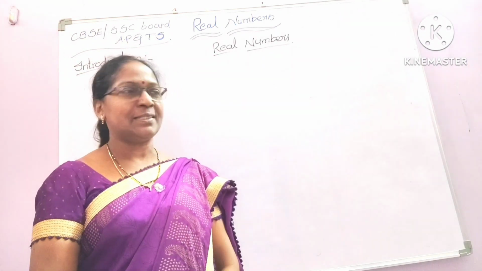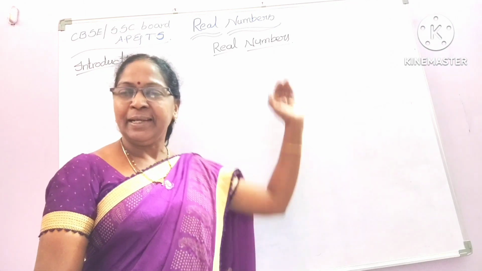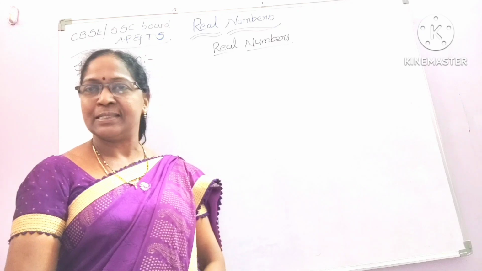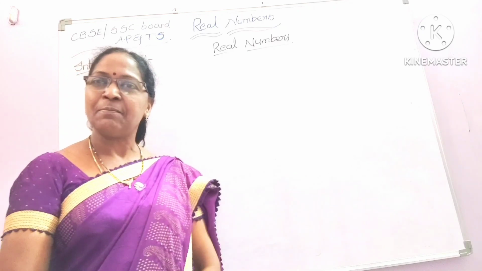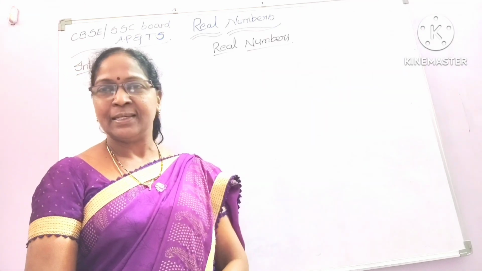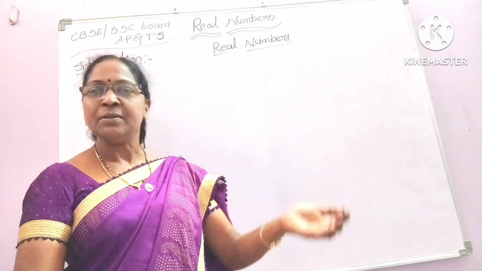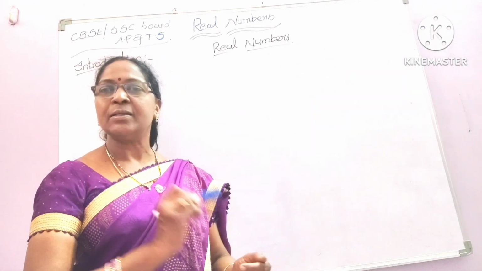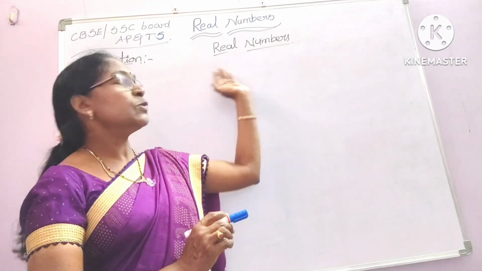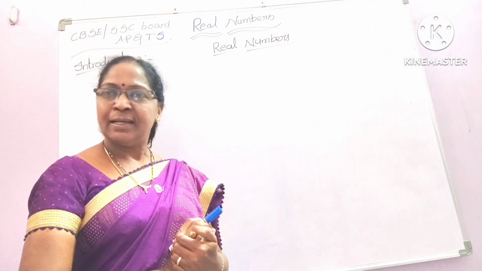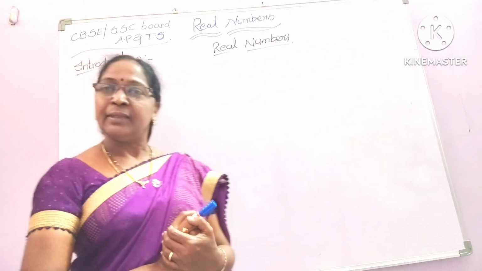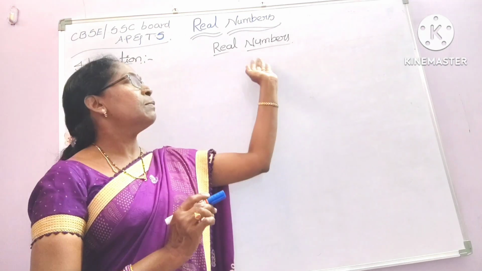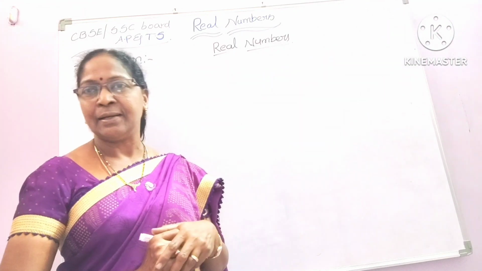Introduction of real numbers. What are real numbers? Real numbers are the combination of rational and irrational numbers. So, what are rational numbers and what are irrational numbers? Rational numbers means the numbers which can be expressed in the form of p by q, where q is not equal to 0. Those numbers we call rational numbers. And irrational numbers means the numbers which cannot be expressed in the form of p by q. Those numbers we call irrational numbers.